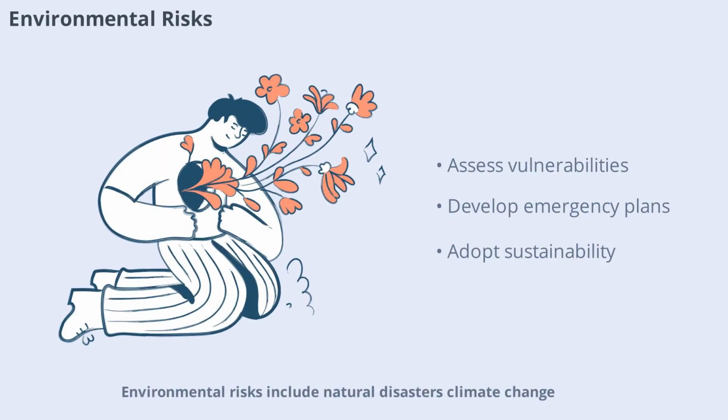Environmental risks include natural disasters, climate change, and resource shortages. These risks can disrupt operations and damage assets. Preparing for environmental risks involves assessing vulnerabilities, developing emergency plans, and adopting sustainable practices. Proactive planning helps minimize the impact of environmental events.